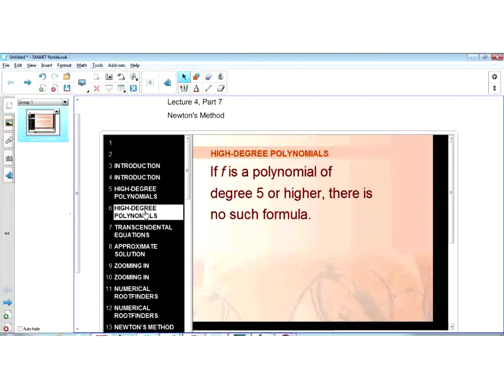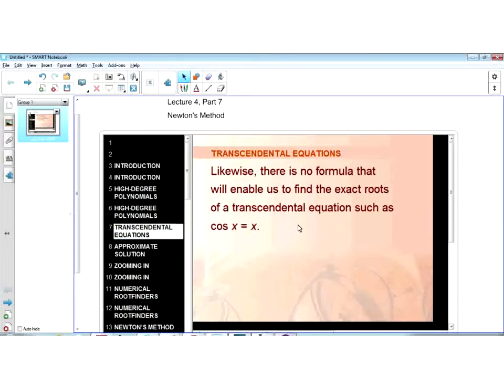other than using some sort of synthetic division and Descartes' rule of signs and whatnot, something you may, again, have learned in algebra. Then, of course, there are the transcendental functions, such as the trig functions and the exponential functions. And how would you solve something like this? Cosine x equals x.